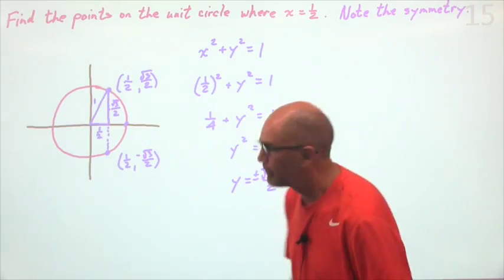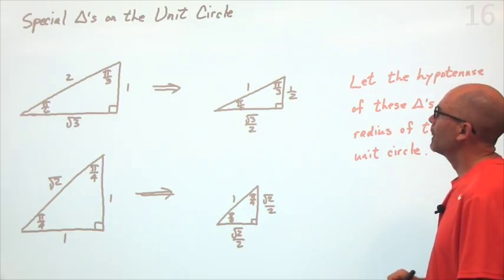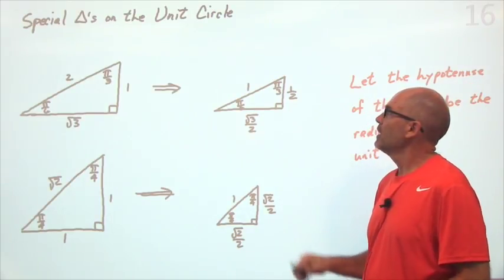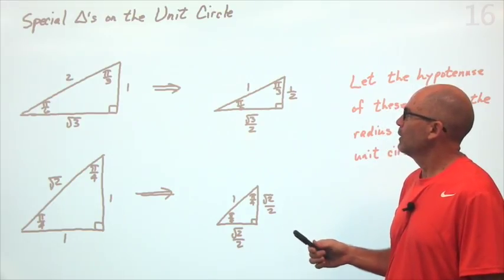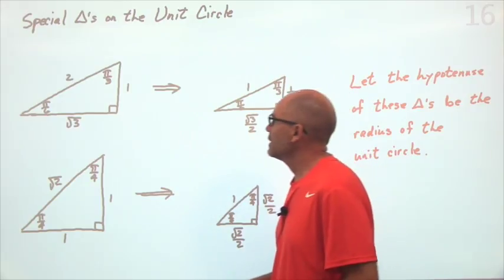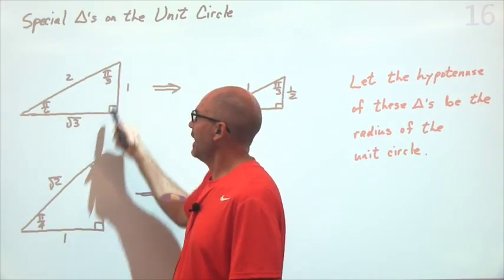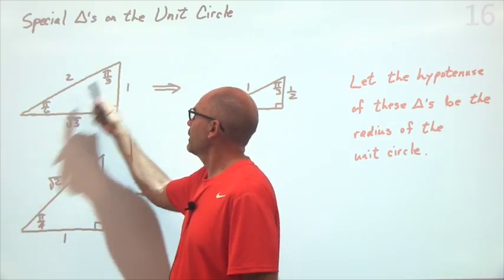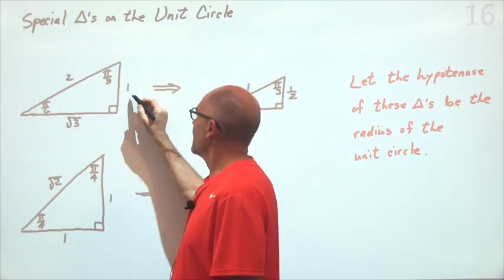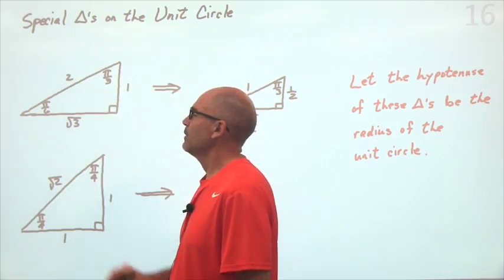Okay, that's enough of that. All right, cruising onward. So this is what we were just dealing with here. Special triangles on the unit circle. So we've got what we used to call 30, 60, 90, which is now the pi over 6, pi over 3, pi over 2 triangle. Notice short leg is 1, long leg square root of 3, hypotenuse 2.